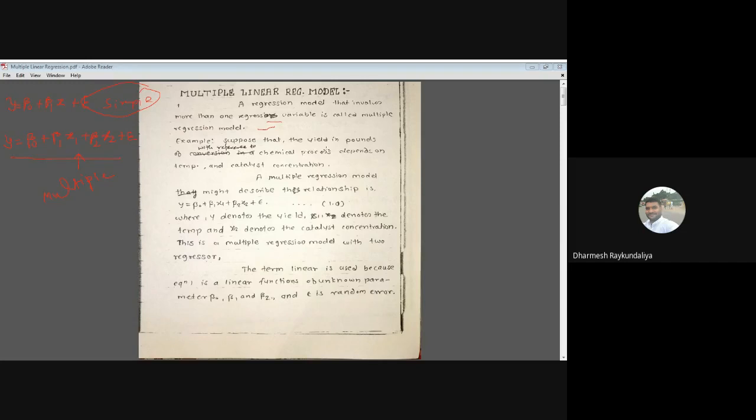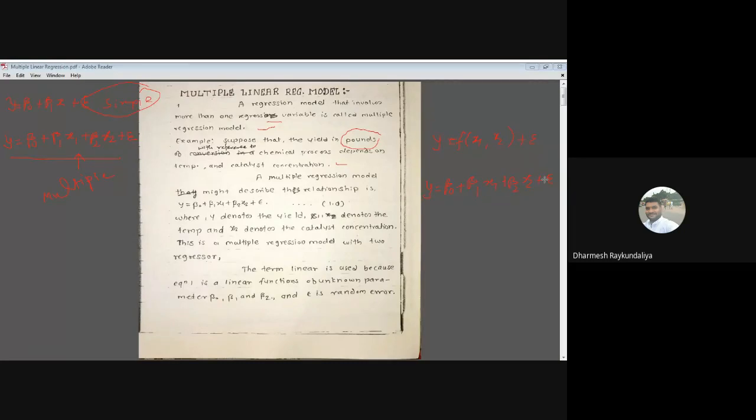For example, suppose that the yield in pounds, with reference to a chemical process, depends on the temperature and the catalyst concentration. Here we have taken yield in pounds instead of kilograms, okay? So yield is a function of temperature and the catalyst concentration. The relation between y and x1, x2 is linear in parameters, so it is said to be an example of a multiple linear regression model.